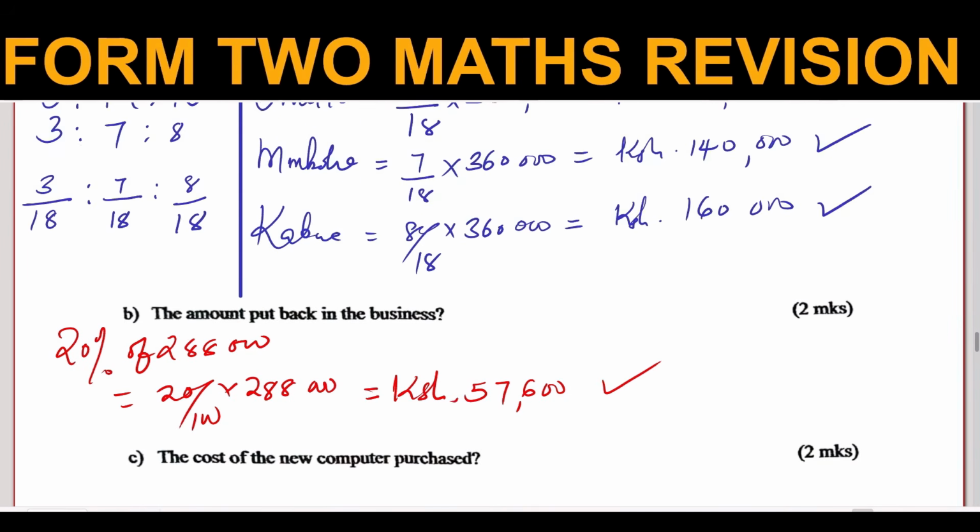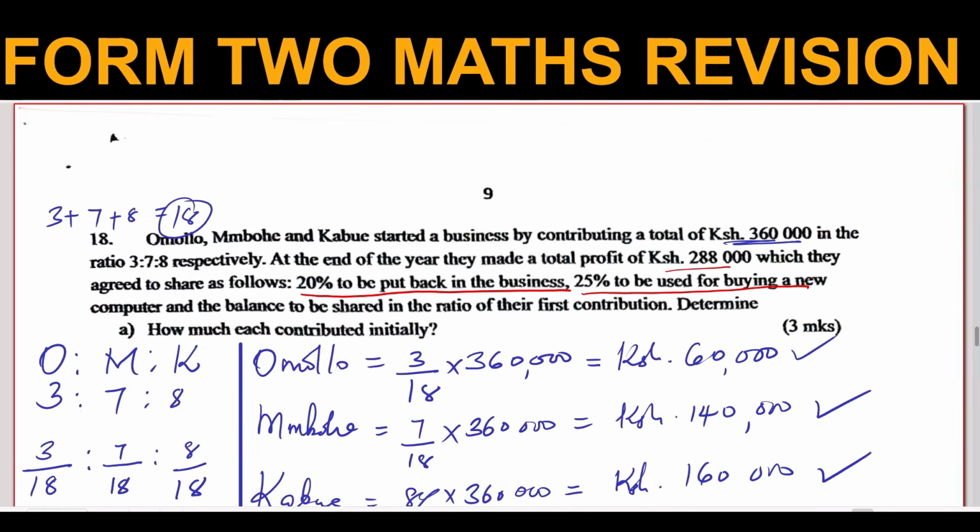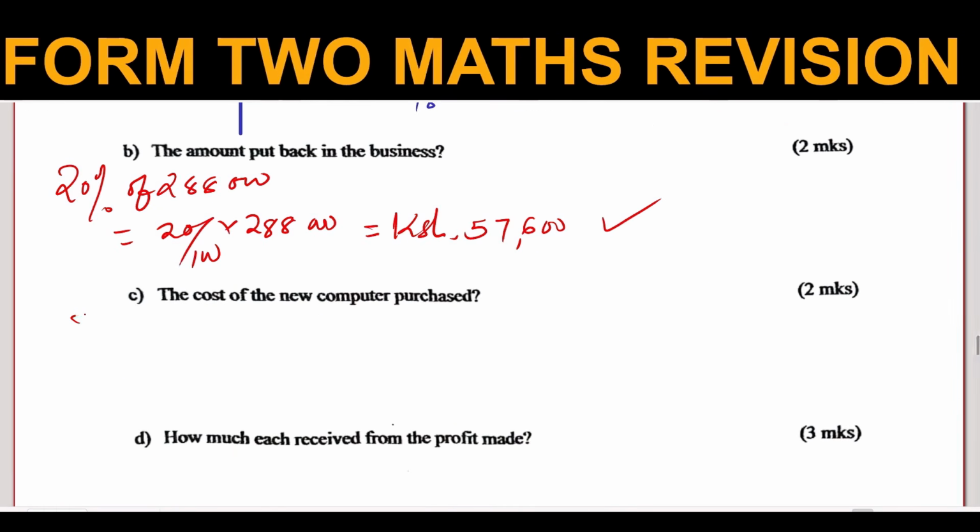Then part C, the cost of the new computer purchased. That one is 25% of the profit. So 25% times the total profit 288,000, and this one will give 72,000.